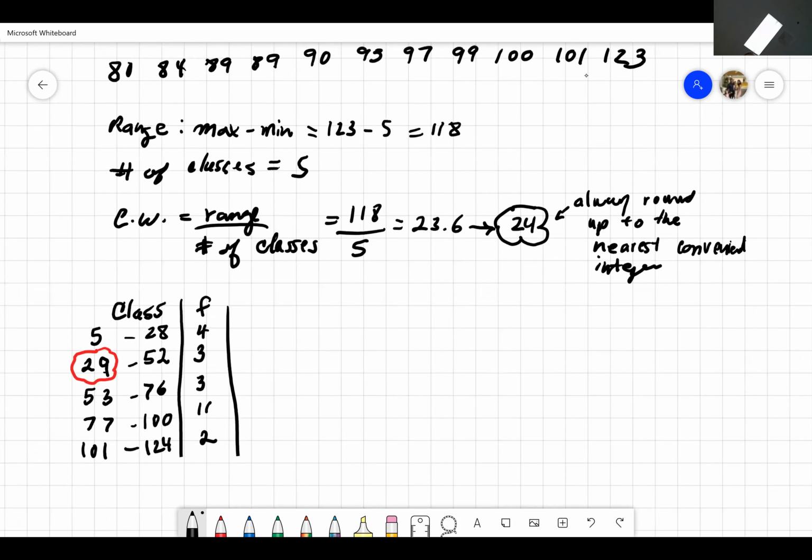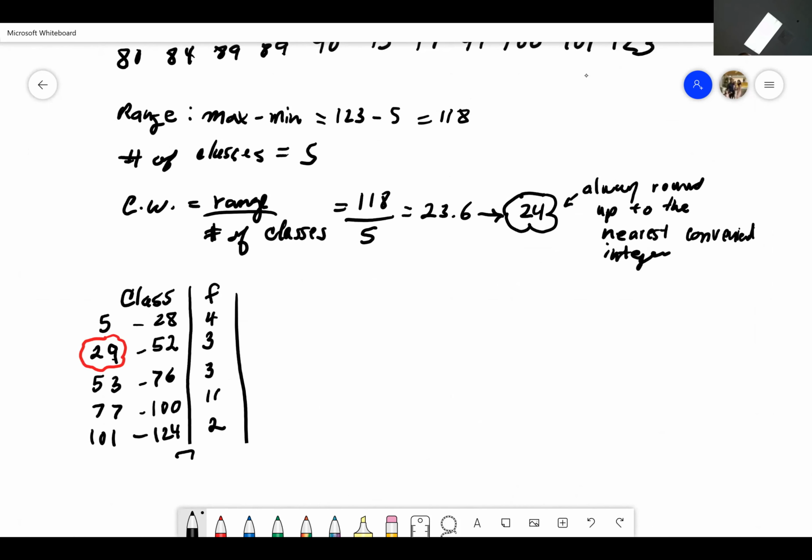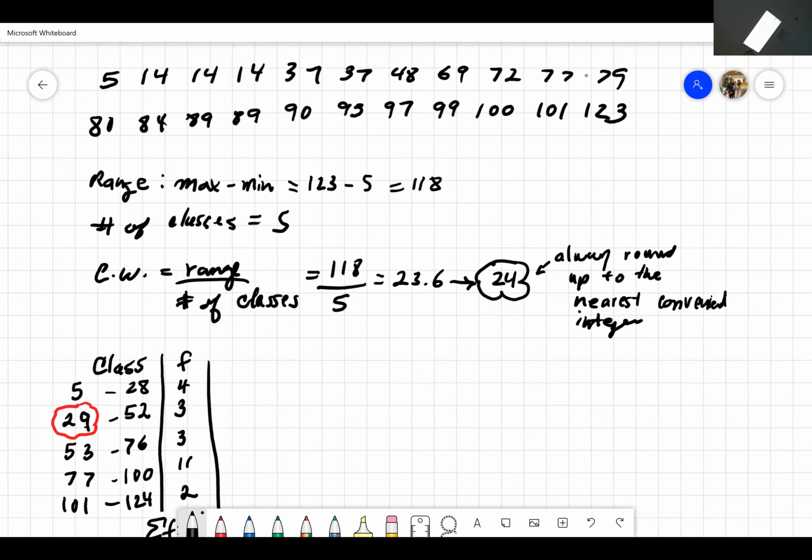Now, if I add up all these frequencies, I should have 22, because there's 22 numbers from the beginning, right? 4. If there's 23, then I miscounted. 4 plus 3 is 7, 7 plus 3 is 10, 10 plus 11 is 21, plus 2, 23. So that means we miscounted. Let's see where we miscounted.